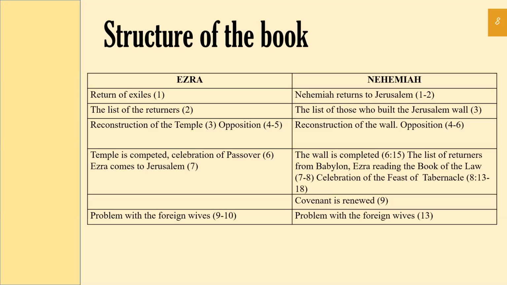So this parallel structure of the books of Ezra and Nehemiah tells us that there is a kind of common idea behind the books. And in this case, it looks like the arguments are divided. Is it one book, or do we have two different books?